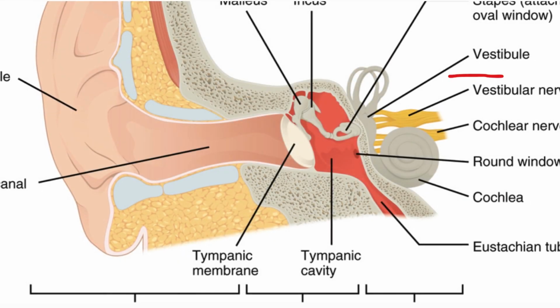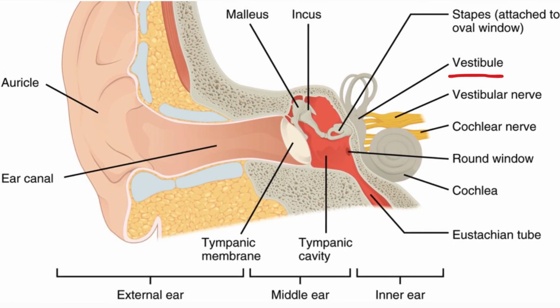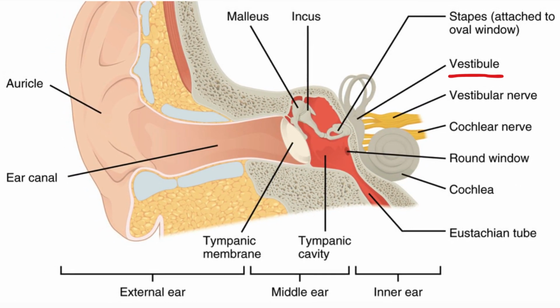Adjacent to the cochlea is the vestibular system, which consists of three semicircular canals and the vestibule. These structures play a crucial role in maintaining our balance and spatial orientation. The semicircular canals detect rotational movements of the head, while the vestibule senses linear acceleration and head position. Signals from the vestibular system are sent to the brain to help us maintain balance and coordinate movement.